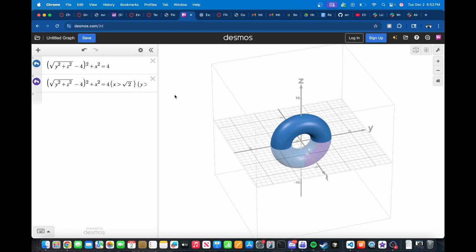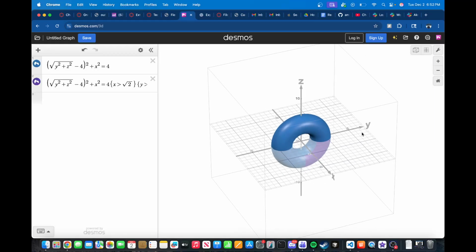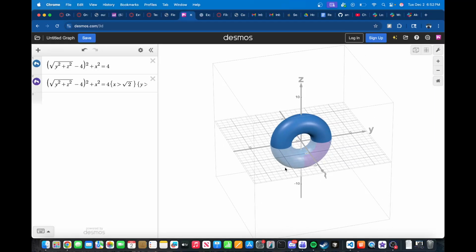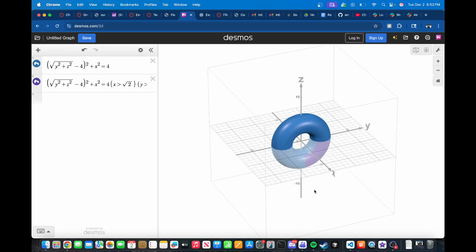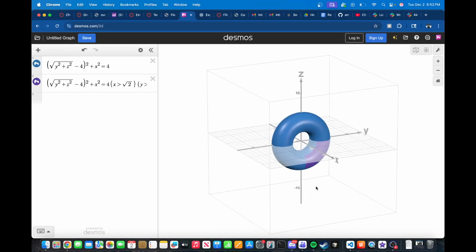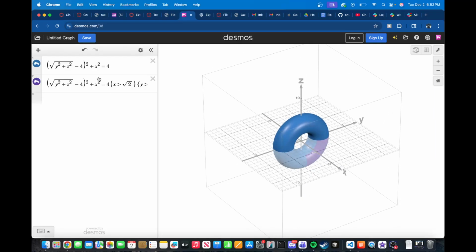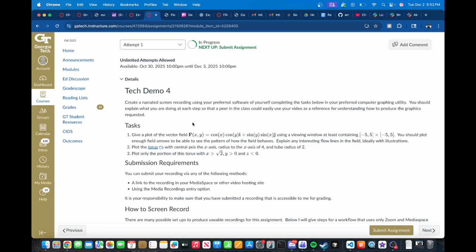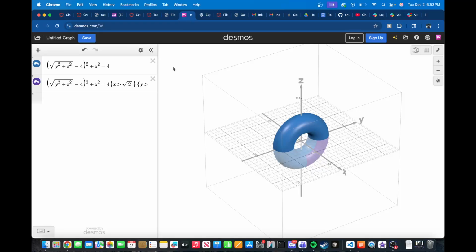This is given by this equation up here: the square root of y squared plus z squared, minus 4, squared, plus x squared equals 4. We can basically get that by doing a similar thing to what we would use to isolate a plane equation. And Desmos has this interesting feature for number 3, where it asks us to plot it with only these restrictions in place.